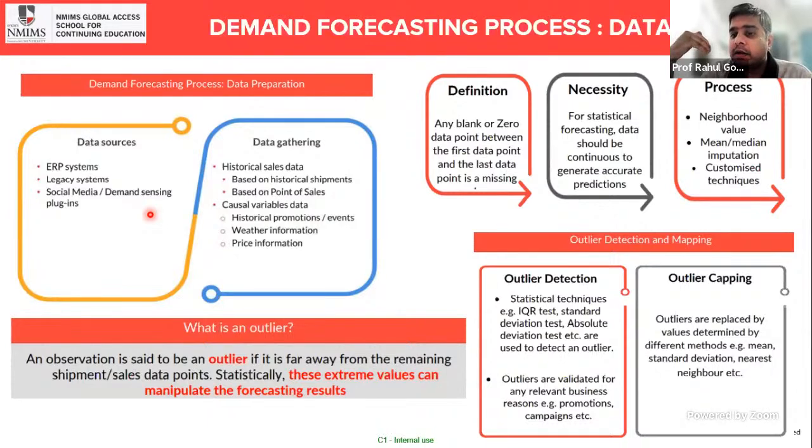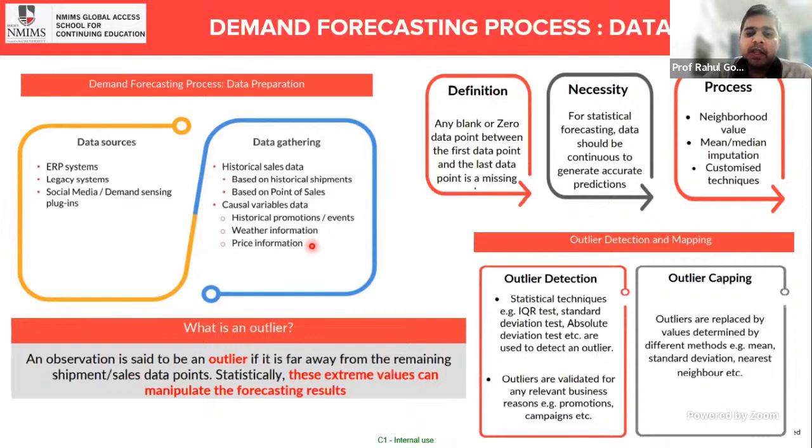Some exploratory analysis can be done on this data to form an initial view, an initial understanding of how the data is, what the quality of the data is, right? So when we talk about data, it can come from various sources. What all data are we talking about? Historical sales data, right? It could be based on historical shipments, it could be point of sales data if available. We can have access to historical promotions, like I mentioned. You can have other external variables like weather data, right? Competition activity. Drivers can be hundreds of them, right?